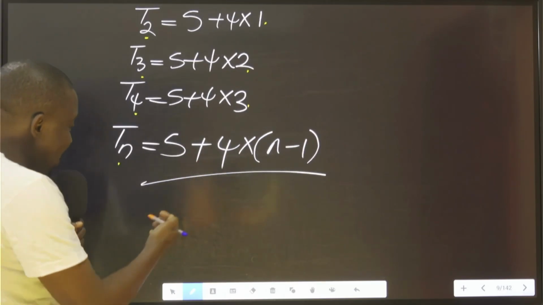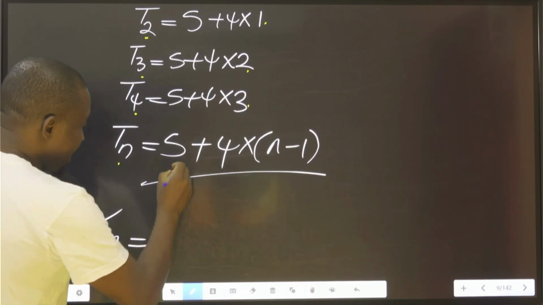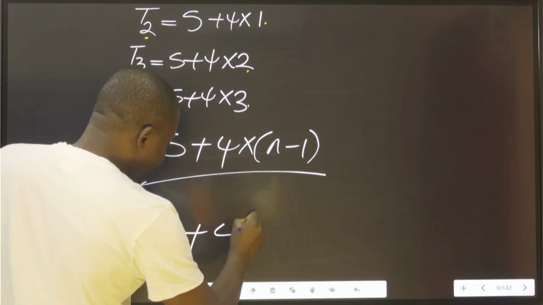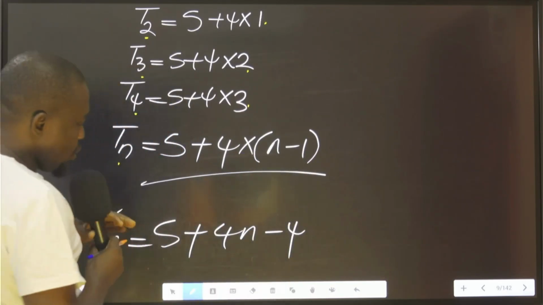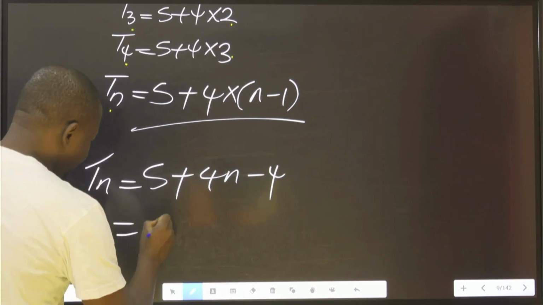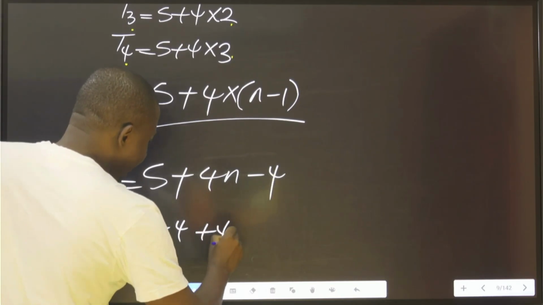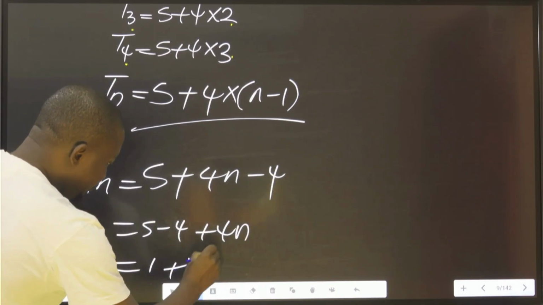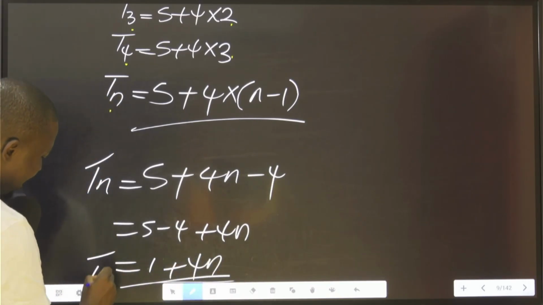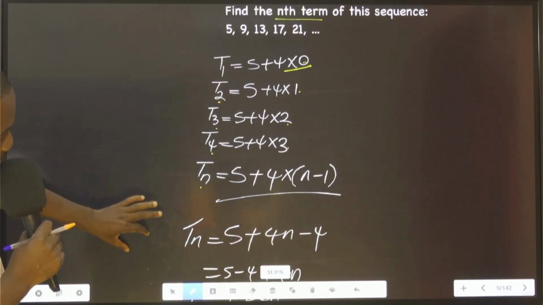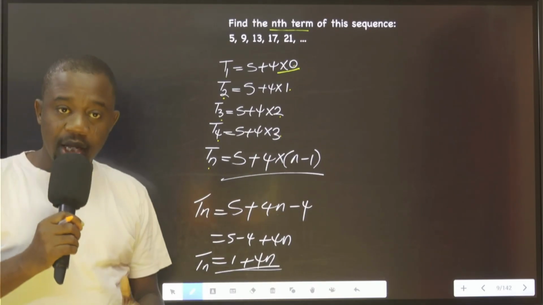You can leave it like this, or you continue to say 5 plus, and you expand this: 4n minus 4. You agree with me? You can do 5 minus 4 plus 4n. This is 1 plus 4n. This is the final nth term. Hope this is understood. Thank you for viewing.